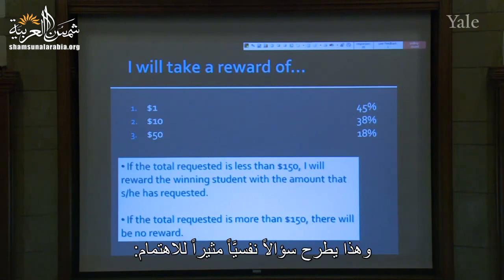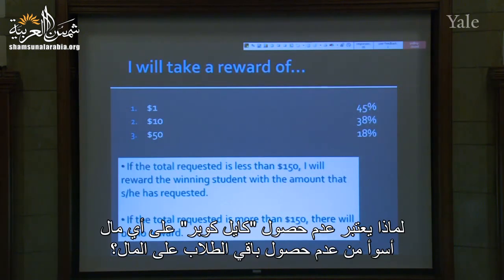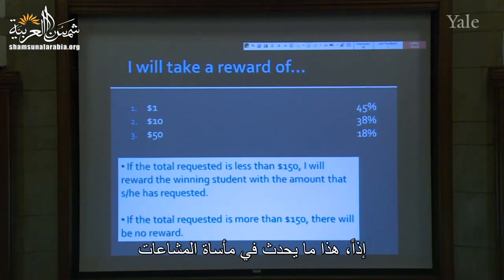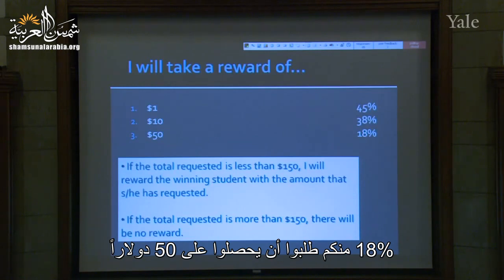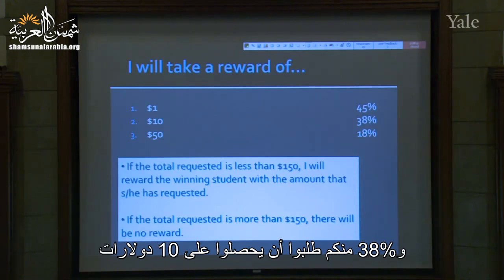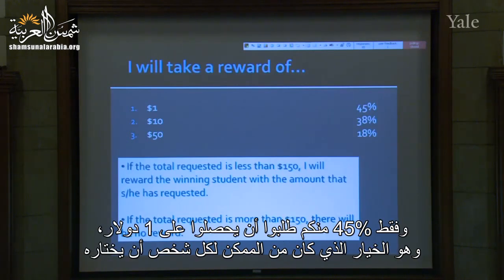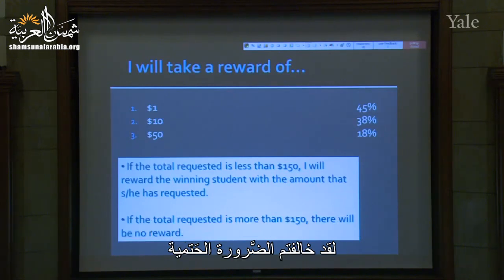Now, that's an interesting psychological question, why it's worse to have gotten nothing that way than the way that all the rest of you got nothing. So what's going on in the tragedy of the commons is what you see here. Each of you did what was individually rational. I mean, 18% of you went for the big money, but 38% of you went for $10. Only 45% of the students chose the option that was possible for everybody to take. You violated the categorical imperative. All right, well, that's life.